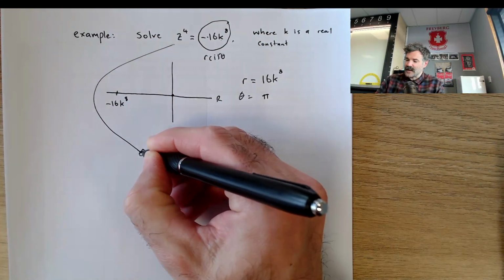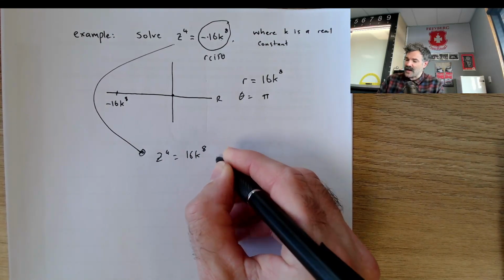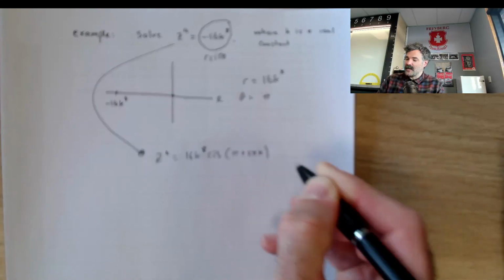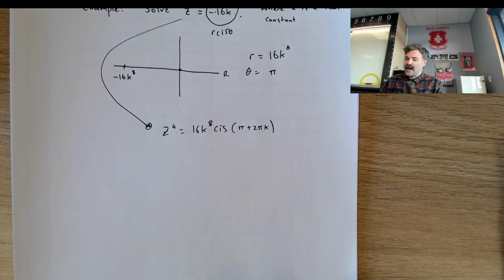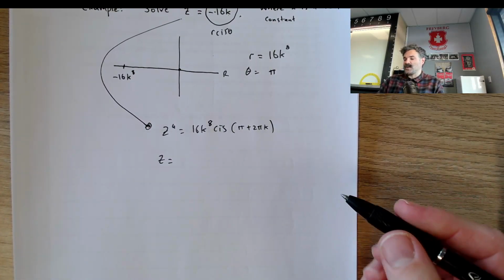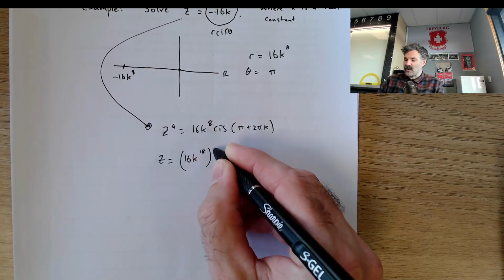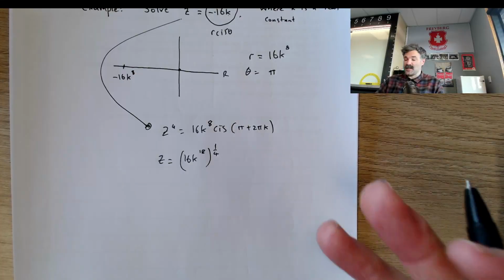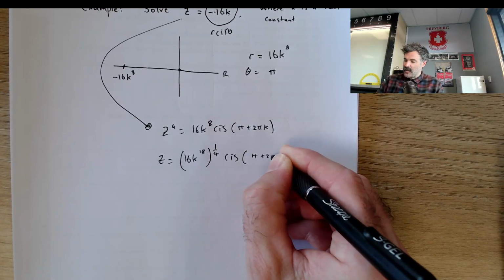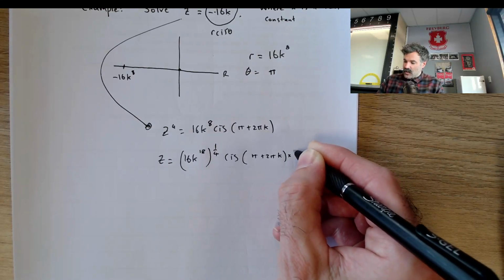So writing this out again, we get z to the power of 4 is equal to 16k to the power of 8 cis of pi plus 2 pi k, giving it more generally. And now I want 4 solutions. I'm going to take the fourth root. I'm going to do this in one go. So this becomes 16k to the power of 8 all to the power of 1 over 4. So the r gets the power, and the angle multiplies by the power, 2 pi k multiplied by 1/4.